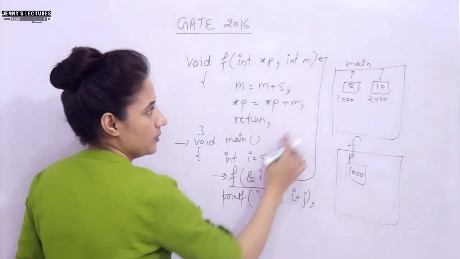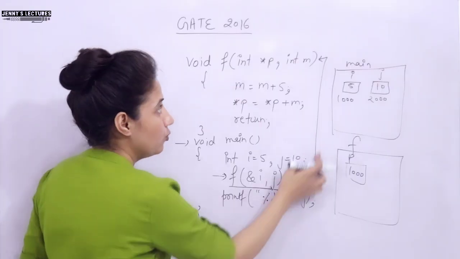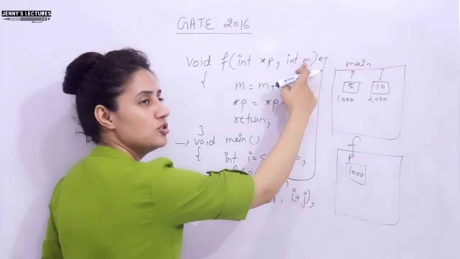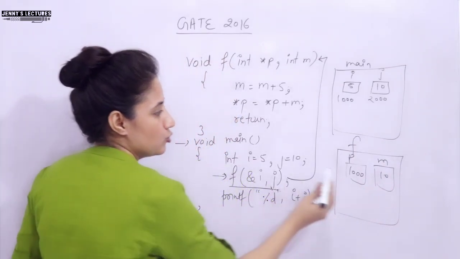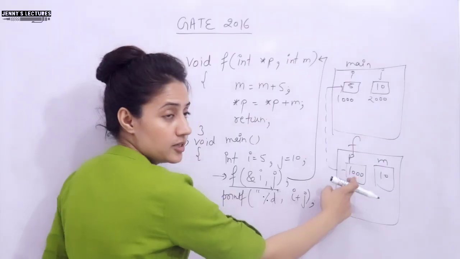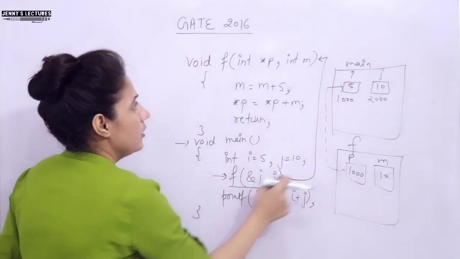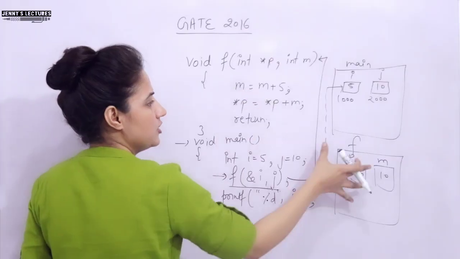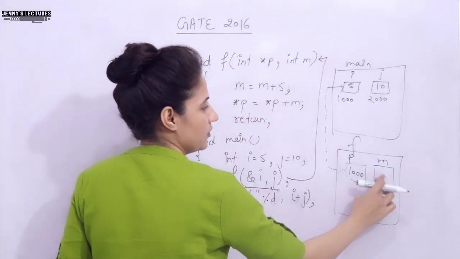Now, j means the value 10 would be passed. This is call by value. So, it would pass 10. That is why int m is a normal variable m, not a pointer variable. So, in m we have 10. Now see, this p is pointing here because it is having the address of this i, right? Now, in this function we have m is equal to m plus 5. So, now m becomes 10 plus 5, that is 15.